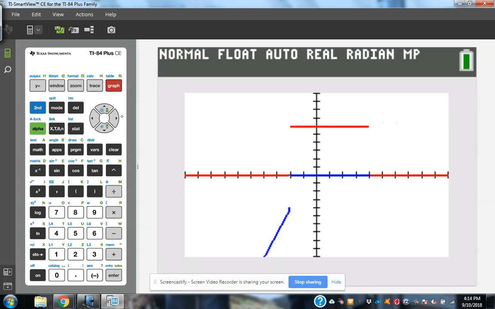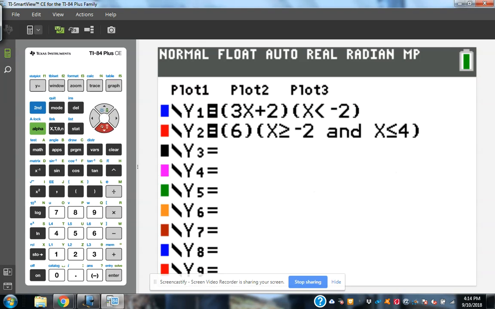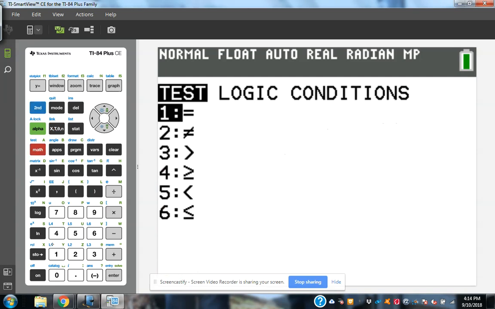So here we have piece number 1. Here is piece number 2. Looks just like what we drew by hand. And then we need piece number 3. I'm going to put that in Y3. And it's -2x. Whoops, I need parentheses around that. Parentheses, -2x, close parentheses. Another set of parentheses, and it says for x is greater than 4. X, second math.